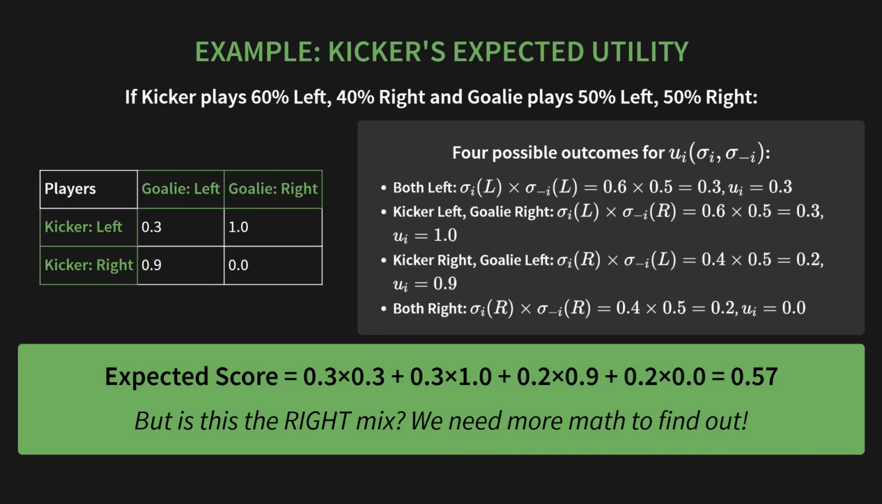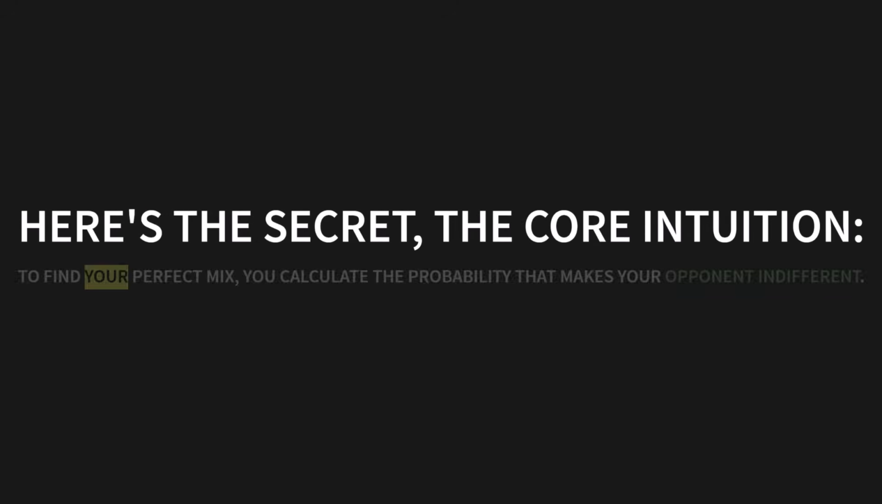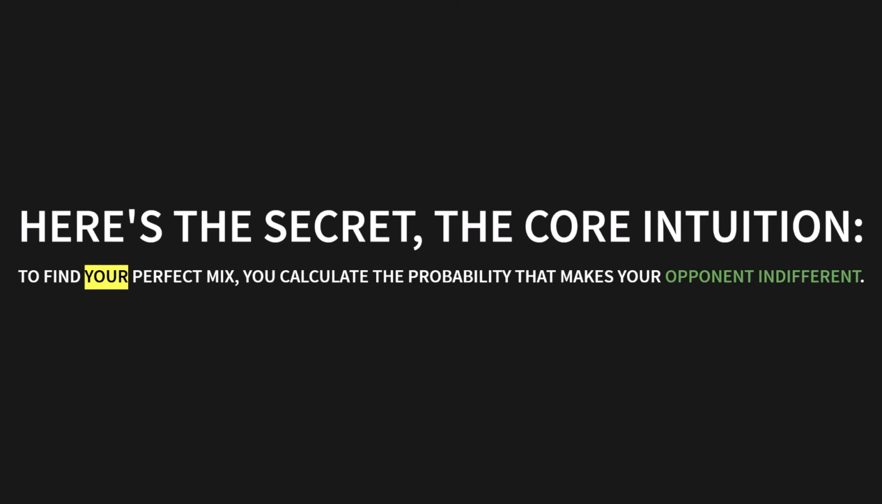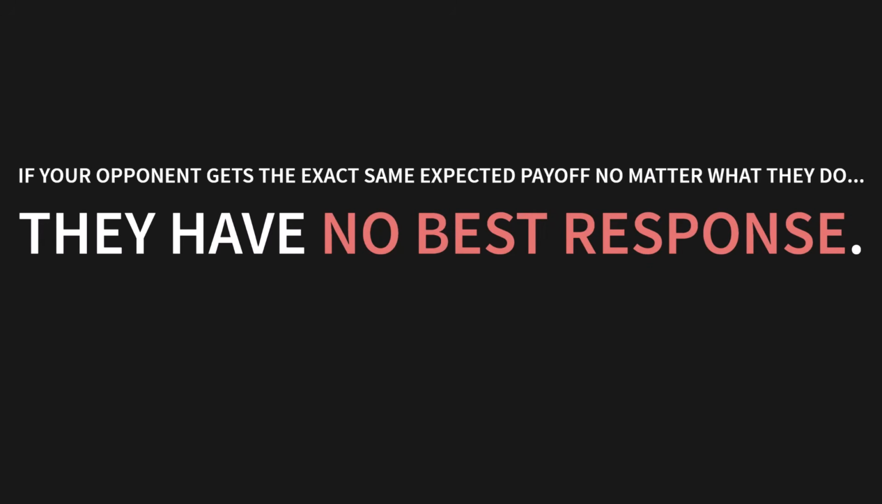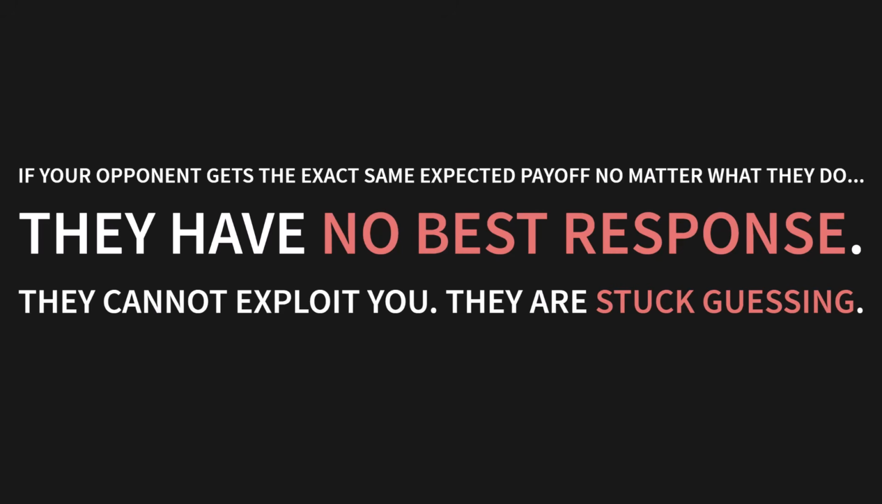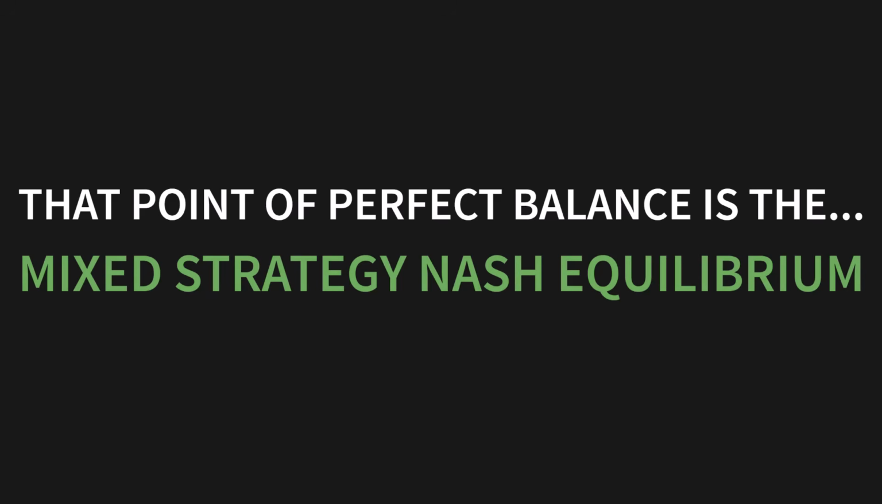Here's the secret: the core intuition. To find your perfect mix, you calculate the probability that makes your opponent indifferent. Think about it. If your opponent gets the exact same expected payoff no matter what they do, they have no best response. They cannot exploit you. They are stuck guessing. That point of perfect balance is the mixed strategy Nash Equilibrium.